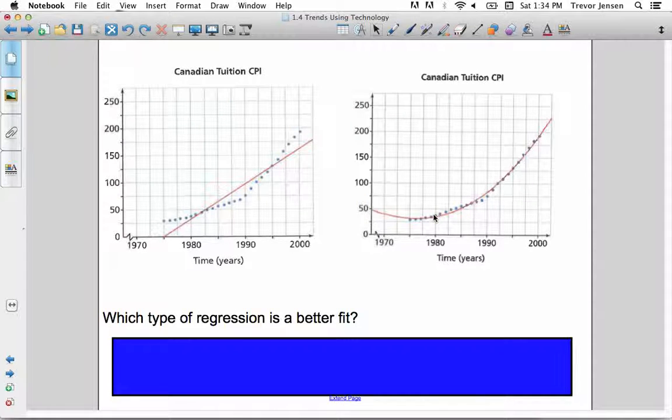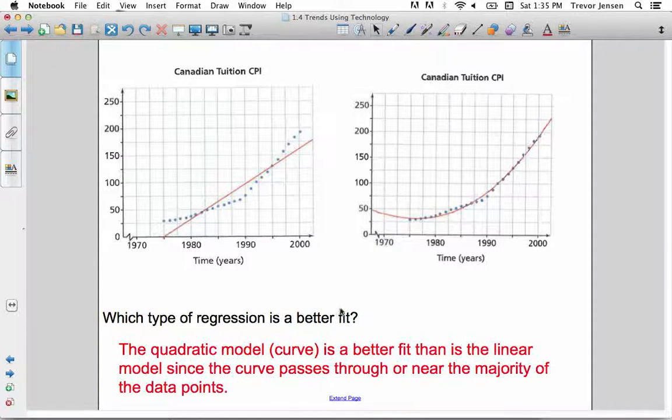So if we look at this example, the same graph on the left and the right, but on the left, we've performed a linear regression, trying to use a line to show the trend in the data, and on the right, we've used a curve to try and show the trend in the data. So which type of regression seems to be a better fit? It's probably an obvious answer that the one on the right, the curve of best fit, seems to be better. So in this case, the quadratic model, or the curve, is a better fit than the linear model, since the curve passes through or near the majority of the data points. The points are clustered more closely to the curve than they are to the line. So the curve in this case is a better fit.